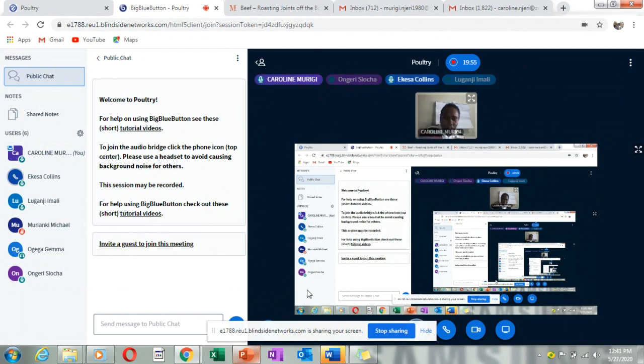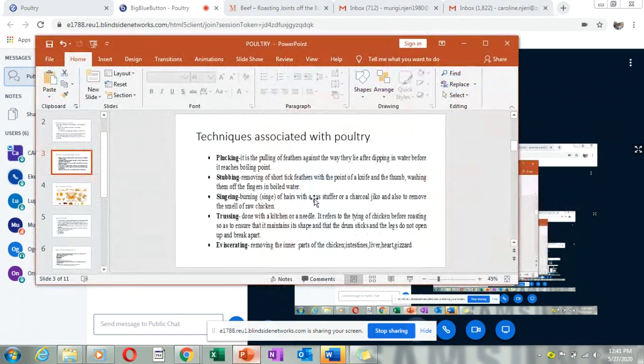Then of course we have the stabbing. Stabbing is removing the very short, thin, sticky feathers with the point of a knife or the thumb, and then you wash your finger. Then there is the singeing. Singeing is the burning of hairs with a stove or a charcoal jiko to remove the hairs on the chicken.